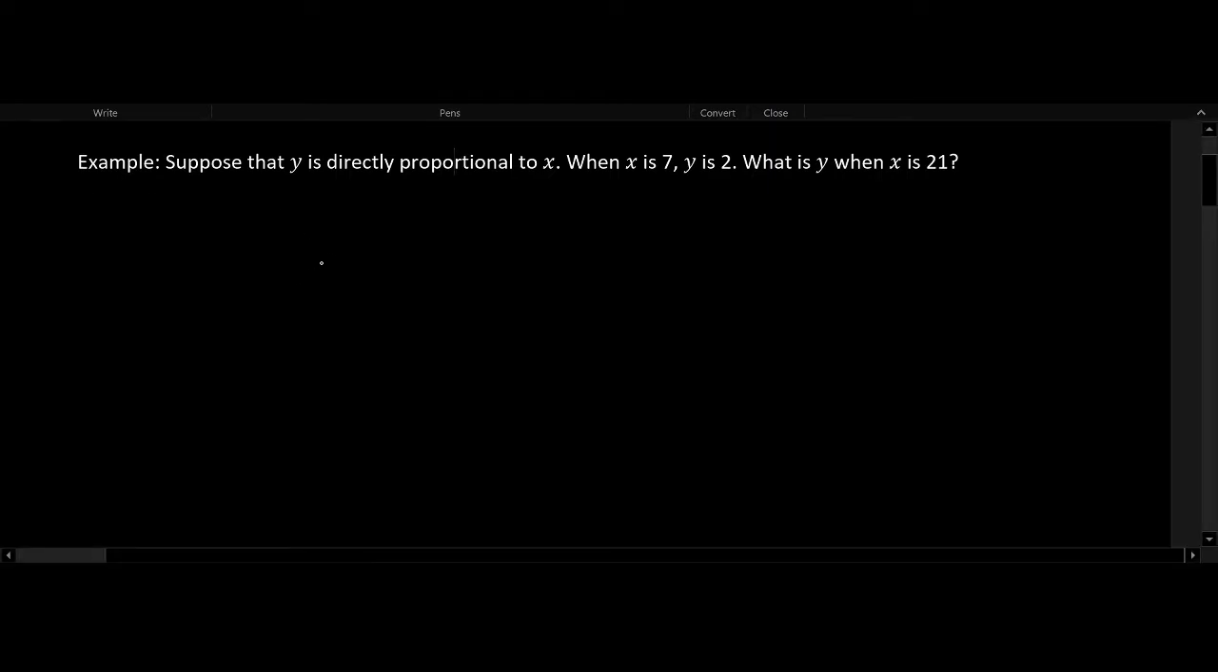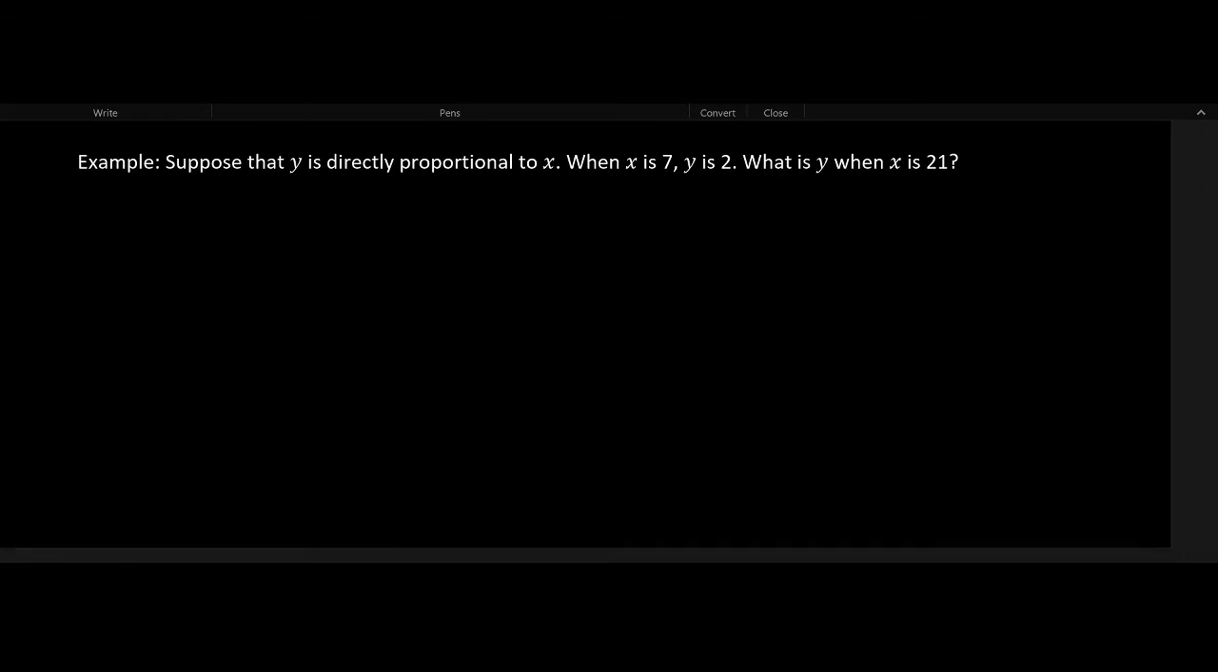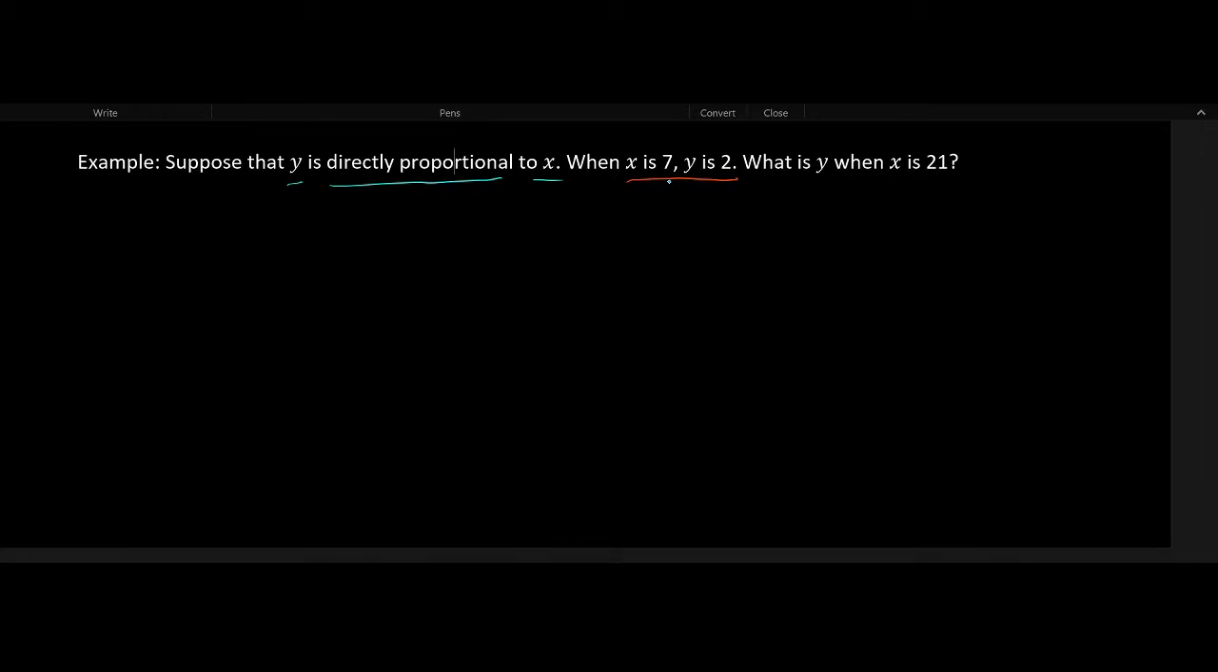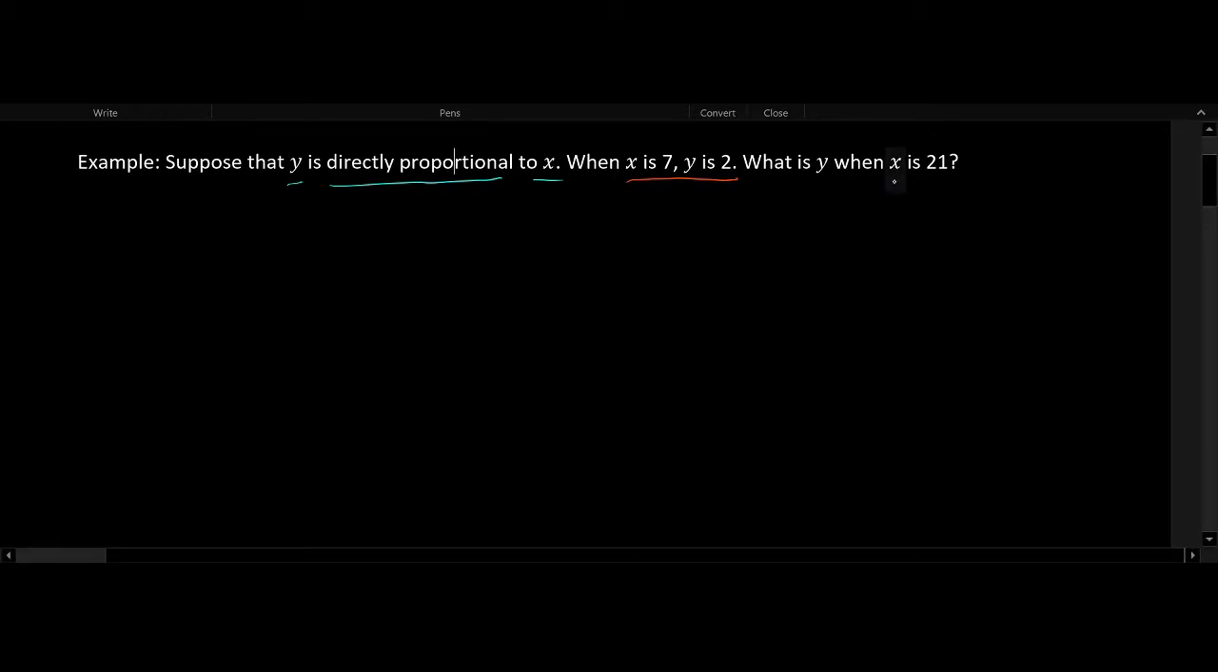So example number 1, we're given 3 pieces of information. Suppose that y is directly proportional to x. When x is 7, y is 2. So this particular x value is paired with this particular y value. Supposing that I change x from 7 to 21, how does the y value also change?